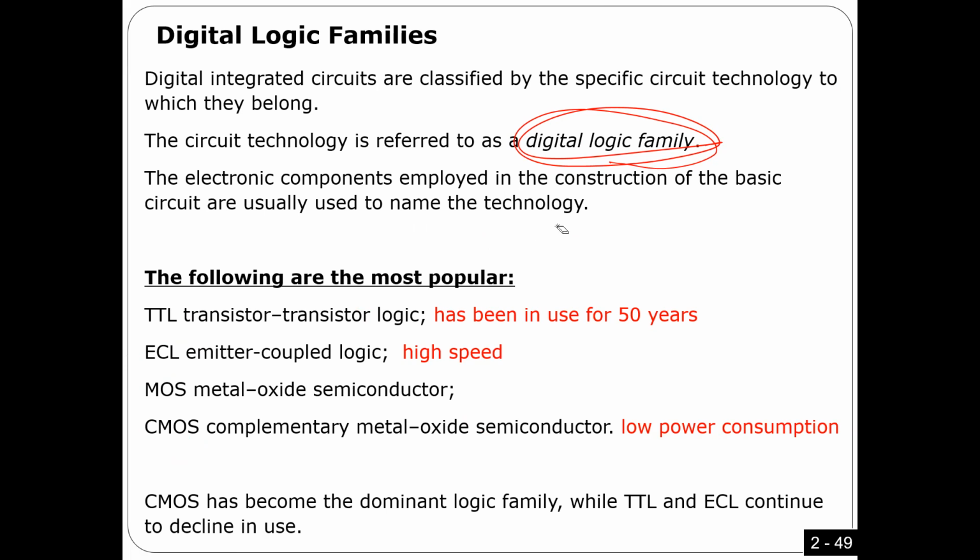Don't worry about the details now, but when you see something like a TTL family, ECL family, MOSFET family, or CMOS family, this can tell you what technology is used in the electronic circuit. And usually, as I'm saying here quickly, this one is very popular. We have been using it for 50 years.